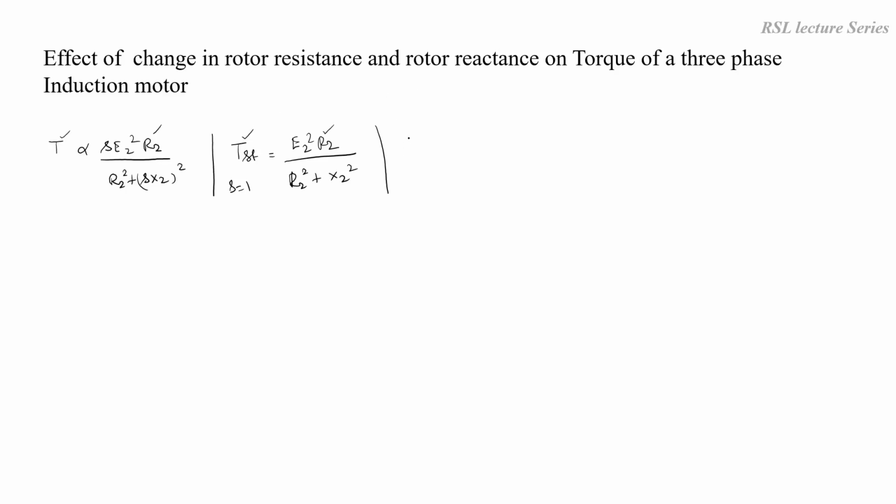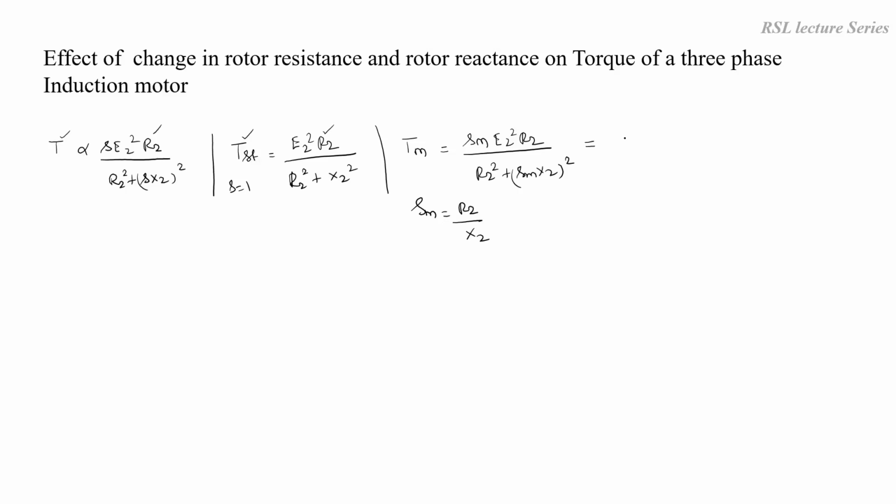Okay. So next we'll write down the torque corresponding to the maximum value, that is maximum torque. In this case, the maximum torque is given by S suffix m, where S suffix m is nothing but the slip corresponding to maximum torque: E2 square R2 divided by R2 square plus (Sm X2) whole square. So here Sm is nothing but R2 divided by X2, as we all know.